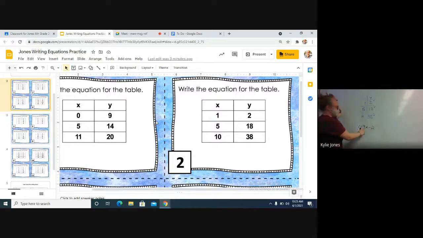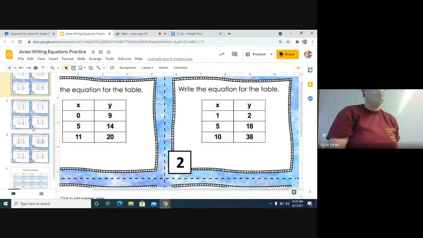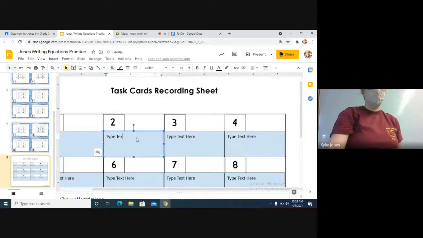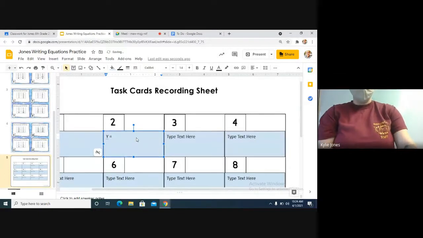What's our equation here? Y equals 4 times x minus 2, right? The quick way to say it is just 4x minus 2. That means multiply by 4, subtract 2. So let's go type that on our thing. That one was one of the harder ones on here. The rest of them I don't think are too much harder than that. There's a couple that are difficult. Do your best on these. So y equals 4x minus 2.